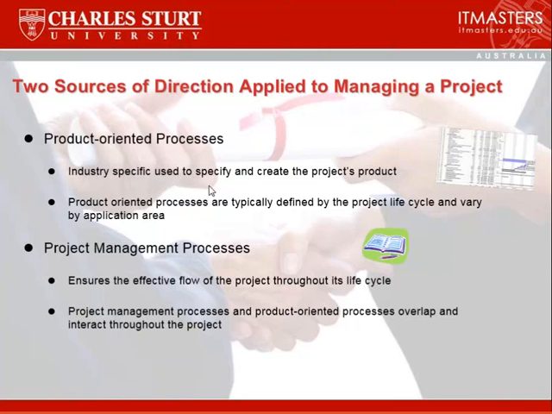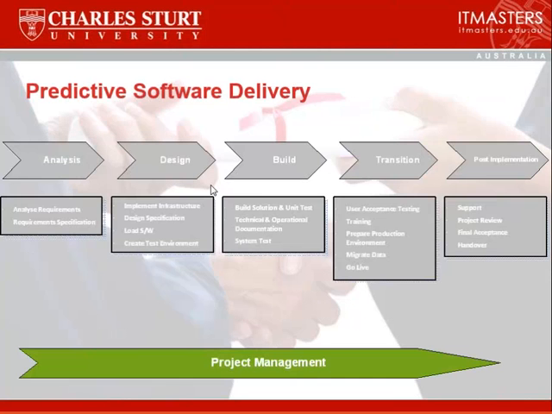So very quickly, let's look at examples of what might be the processes involved from a technical point of view in software development. You've got analysis, design, build, transition, post-implementation. These might all be sub-processes associated with the technical aspect of the project. But underneath here, you've got the project management, which incorporates all the 47 different processes that are being undertaken as you're going through the project, the software delivery.